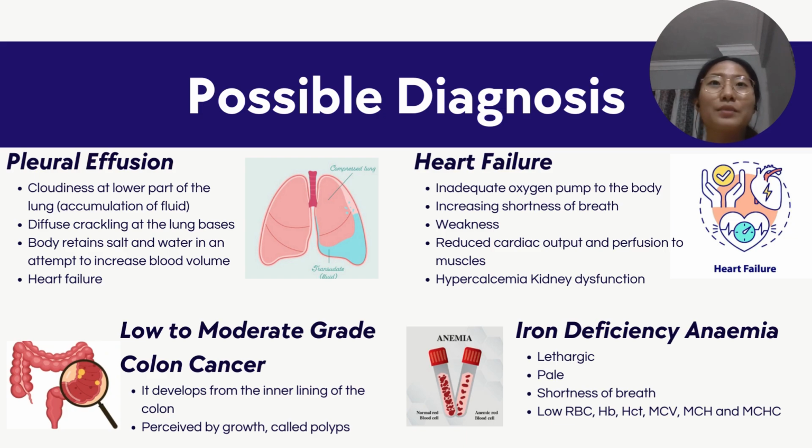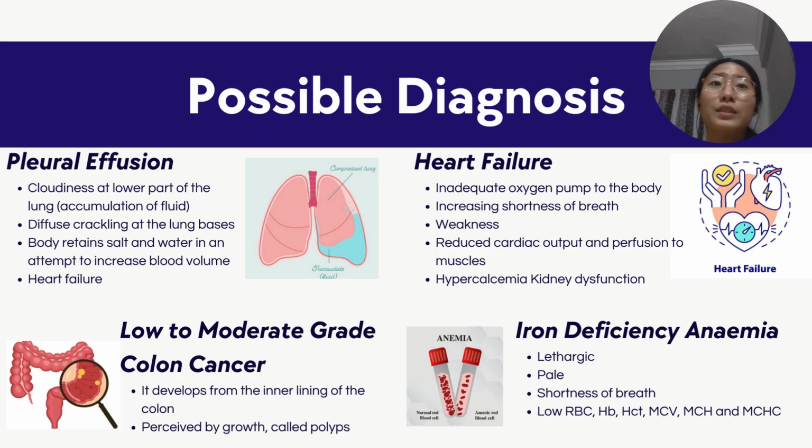Next up, heart failure. This is identified through inadequate oxygen pump to the body, increasing shortness of breath, weakness, reduced cardiac output and perfusion to muscles, and the presence of hypercalcemia and kidney dysfunction. Thirdly, low to moderate grade colon cancer. It develops from the inner lining of the colon, preceded by growths called polyps.